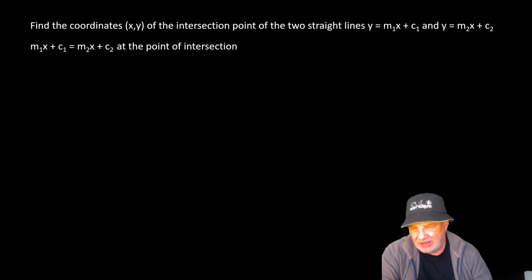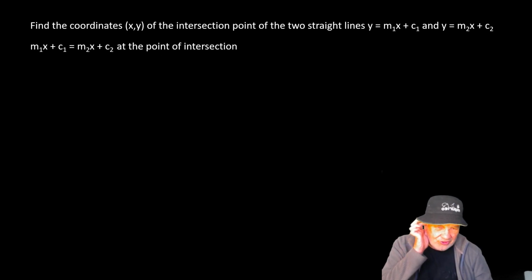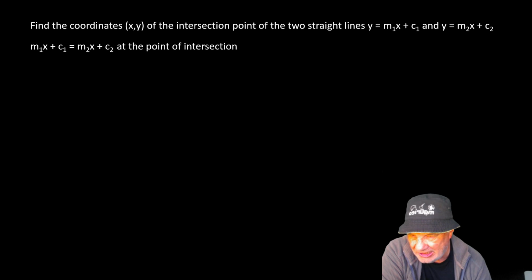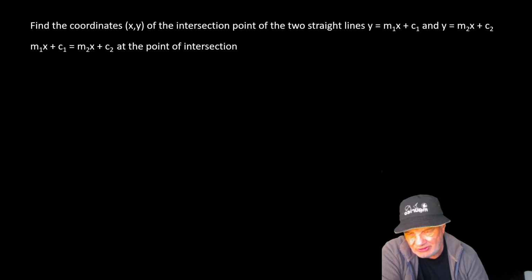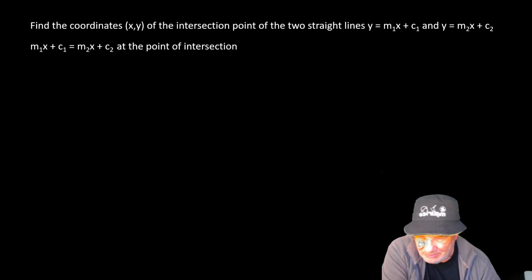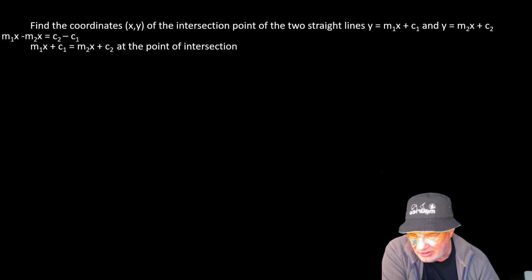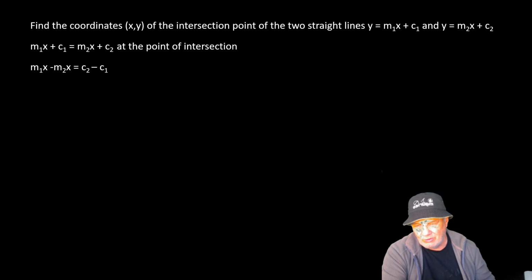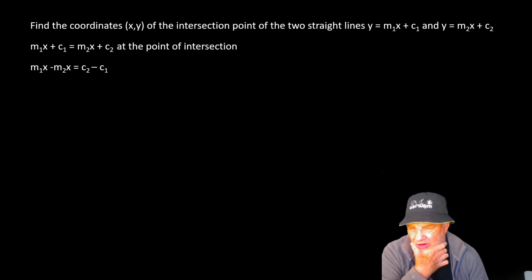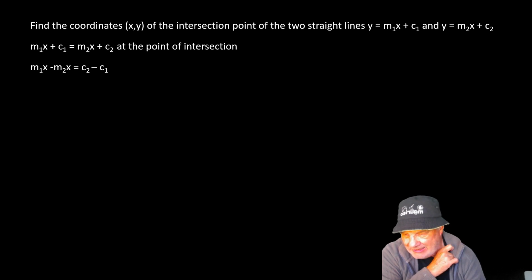At the point of intersection, the x coordinate and the y coordinate are the same. So if y equals y, then the two equations are the same: m1x + c1 = m2x + c2 at that point of intersection. So that's all well and good. Now we're just going to change the sign, I guess would be the quickest way of explaining this.